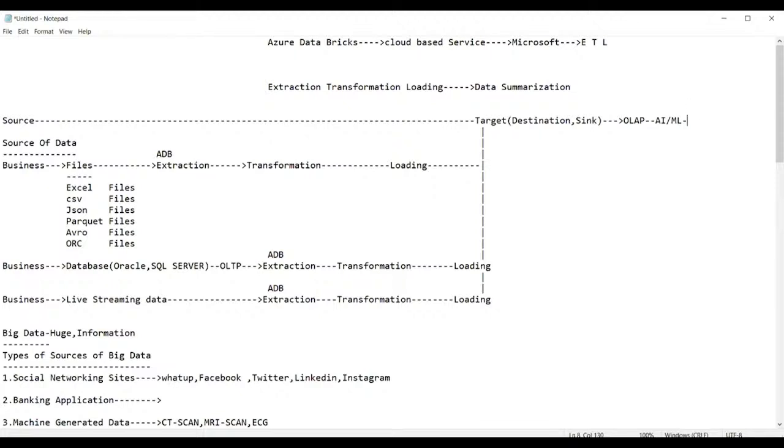The Synapse performs this type of job, focusing more on the visualization of the data. Sir, I just wanted to know, are ADF and ADB enough to crack a job in the current market scenario? More than enough. In this particular course, we are covering Synapse.